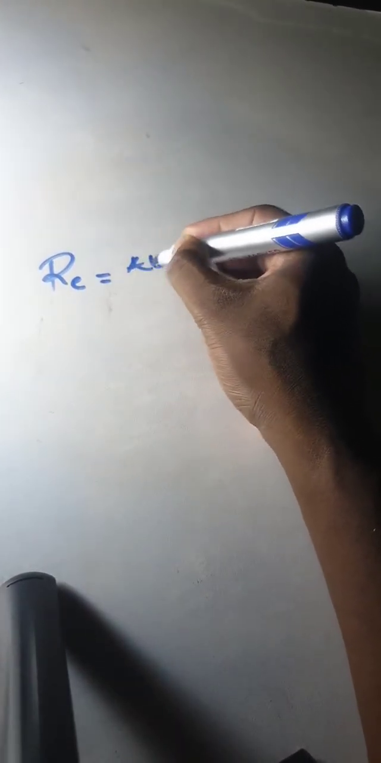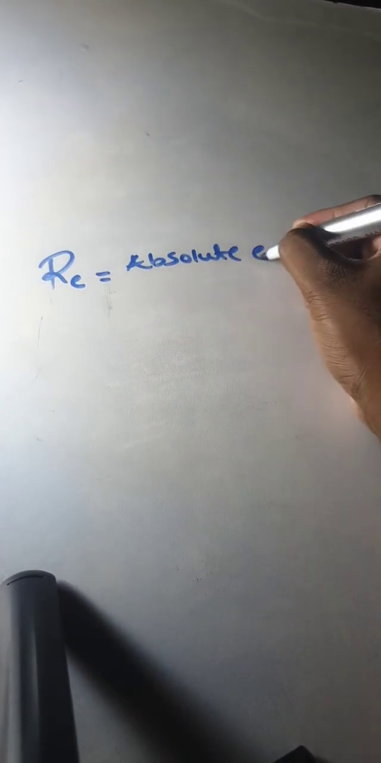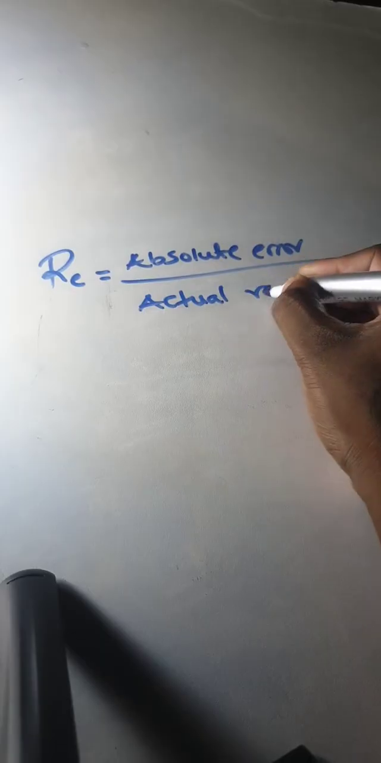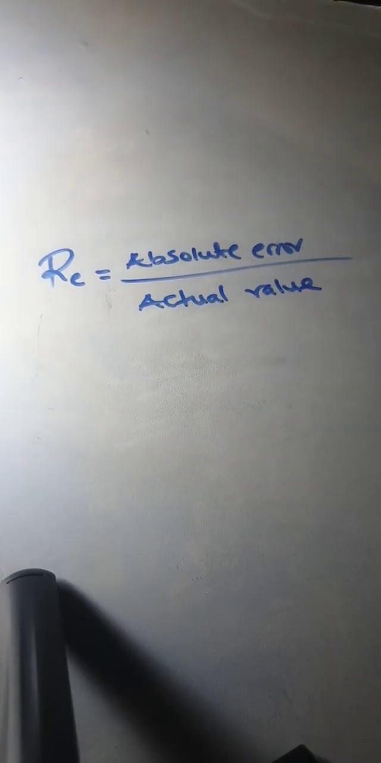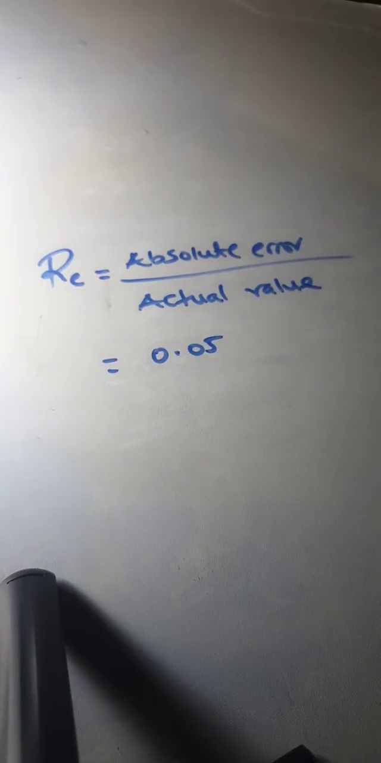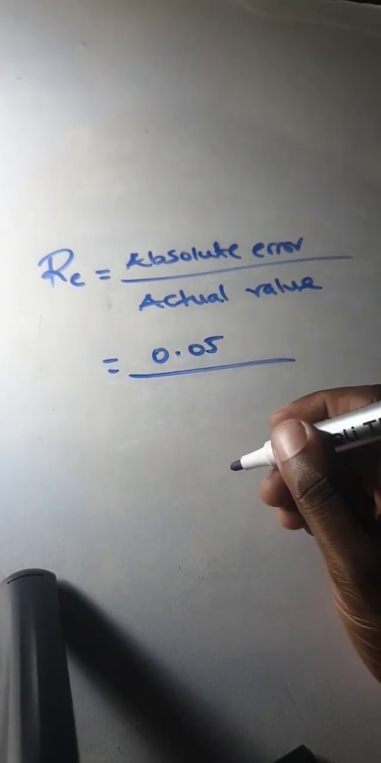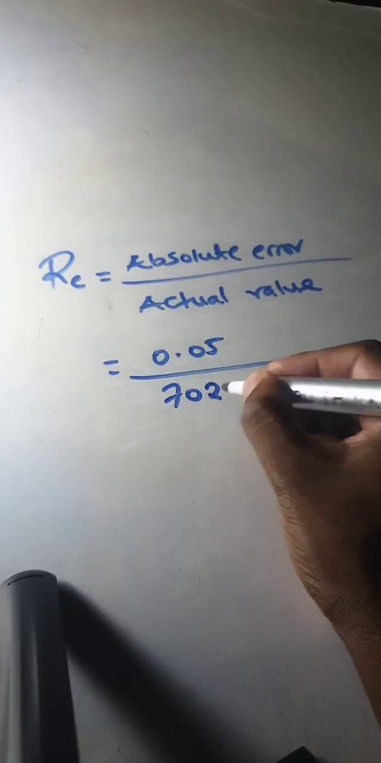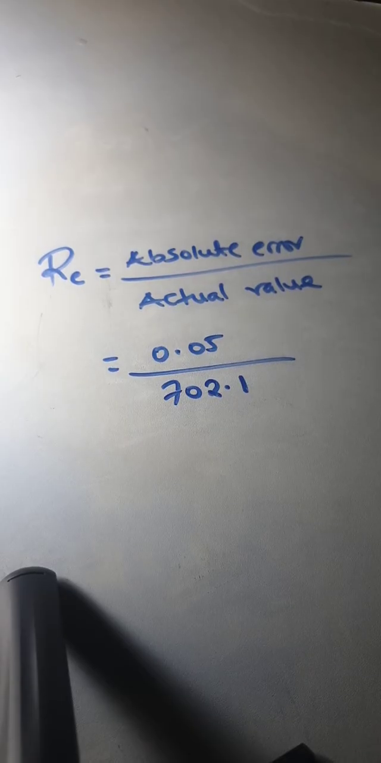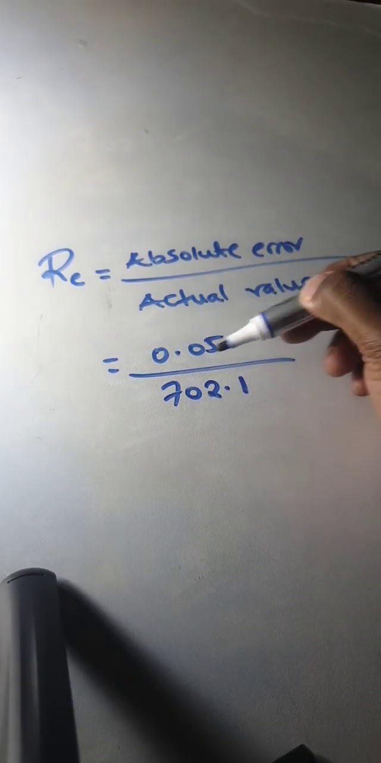So the relative error is equal to absolute error over actual value. Okay? So what was our absolute error? We found 0.05. You remember? Very good. Yes. That was our absolute error. Over, what was our actual value? It was 702.1. You remember? Good.